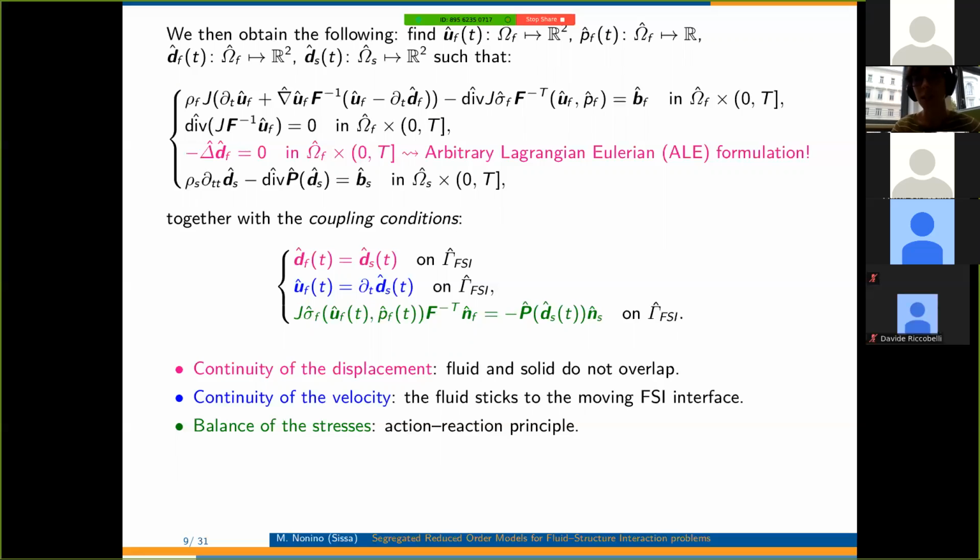And of course, since we want a coupled system, we have to have some coupling conditions. So these are, in pink, the continuity of the displacement at the fluid structure interaction interface, which is basically the part of the domain which is in common to the fluid and to the solid. Then in blue, we have the continuity of the velocity at the interface. And in green, we have an action-reaction principle, which basically says that the stress of the fluid and of the solid have to balance at the interface.